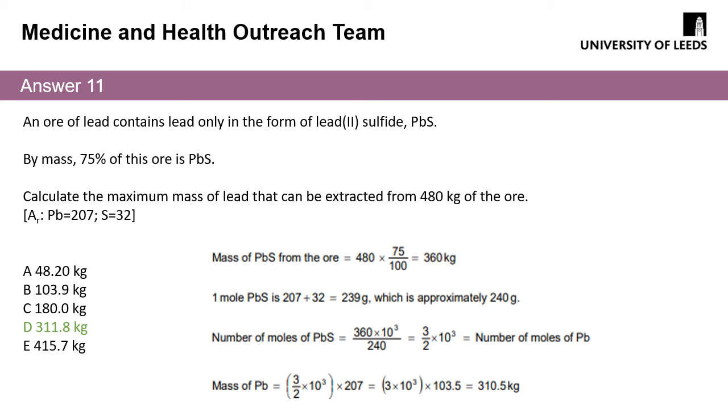So, from this we've got to work out the number of moles of lead sulfide. From this you've got to do 360,000 grams of the ore divided by 240 grams, which is 1 mole, to find that the number of moles of lead is going to be 3/2 times 10 to the 3. From this you've got to use the equation mass equals the moles times the Mr, which is ultimately going to lead you to 310.5 kilograms. The only one of the options which is close to this estimate is 311.8 kilograms, which is the option D.